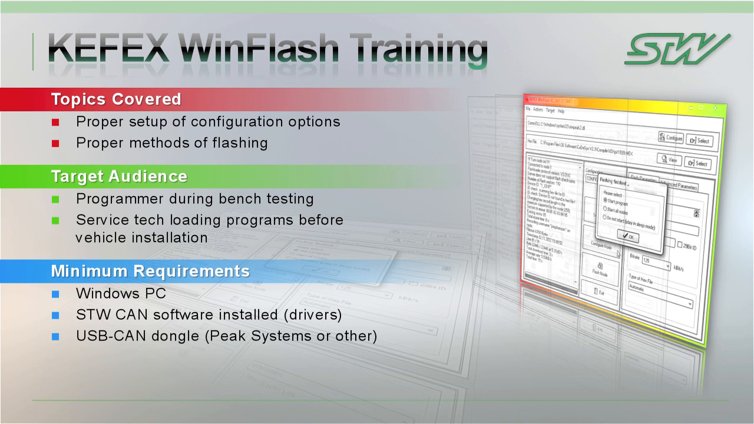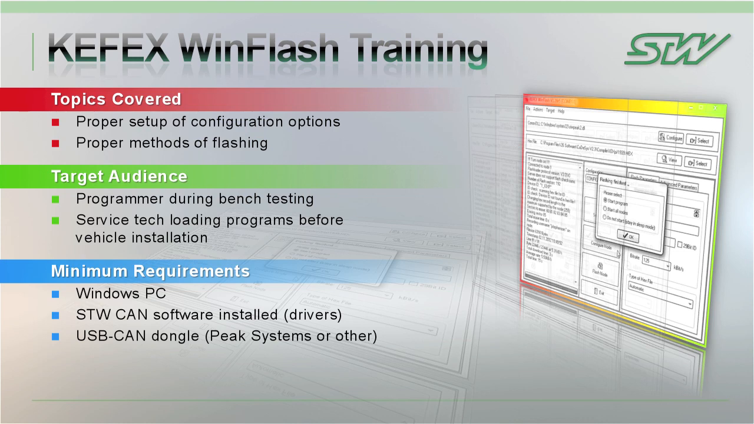This training assumes that you've got a Windows PC with the STW CAN software installed, and also that you're using a USB to CAN dongle and a programmable STW controller. In this training, I'm using the Peak Systems CAN dongle. That's our standard STW dongle that we sell. We also have drivers to support other dongles such as the XHAT or Vector, and those can be found in the STW CAN folder for our CAN drivers.